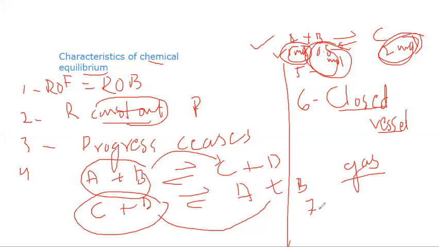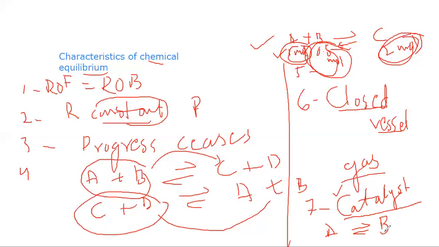Seventh one, catalyst. The effect of a catalyst on chemical equilibrium. How does a catalyst affect chemical equilibrium? As we know, a catalyst inhibits or increases the reaction, which means some catalysts increase the rate of the reaction and some catalysts are used to decrease the rate of the chemical reaction. So if you are adding a catalyst to increase the rate of the reaction, A is changing into B. If you are adding a catalyst, the rate of the forward reaction increases as well as the rate of the backward reaction is also increasing.